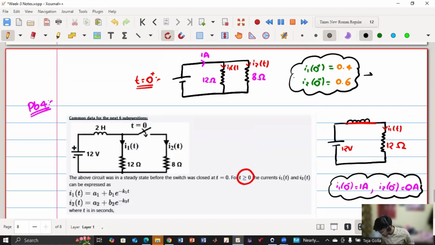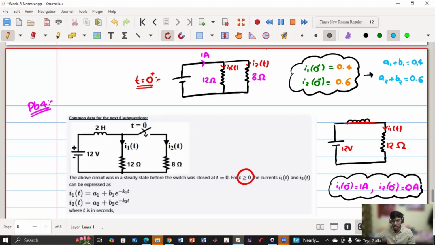Clear? Please repeat. Okay, I'll repeat. So A1 plus B1 equal to 0.4 and A2 plus B2 equal to 0.6.